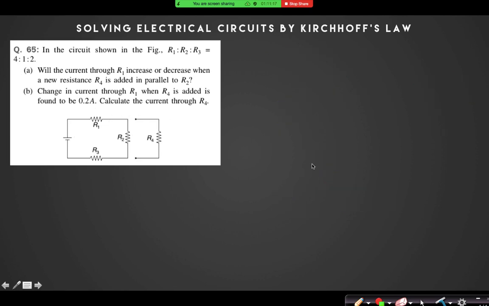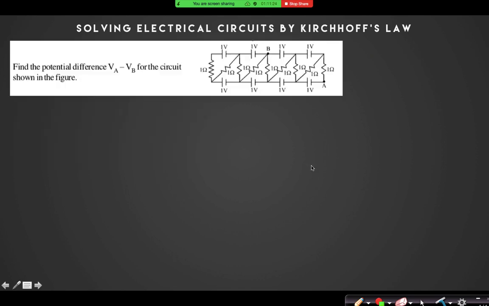So I think we have done a lot of calculations with Kirchhoff's laws. Now let us come to another one. That is also a good question, but I will not solve it today. I'll give that question as your homework, right? Try this at your home.